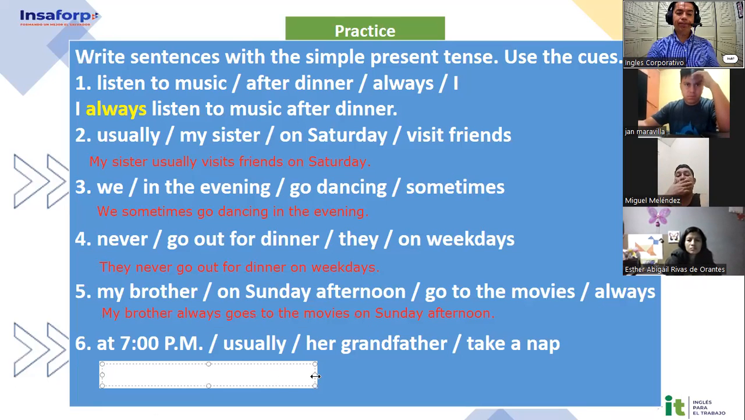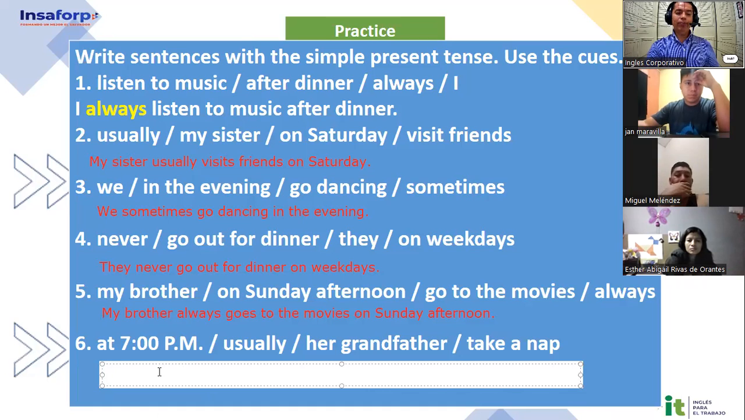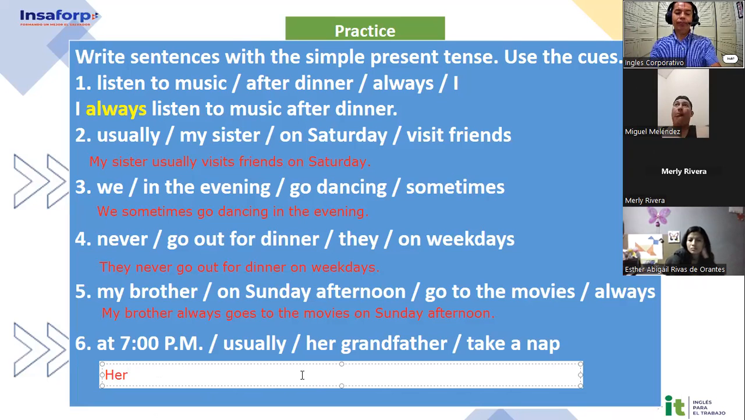Merly? Hi, teacher. Her grandfather usually take a nap. Wait, Merly, take or takes? Takes, with S, right? Because her grandfather is the person who takes. Okay, takes a nap at 7 p.m. At 7 p.m., right? 7 o'clock, 7 p.m. Thank you very much.